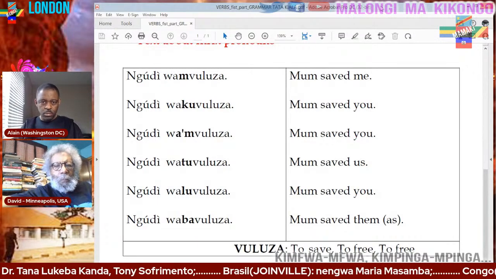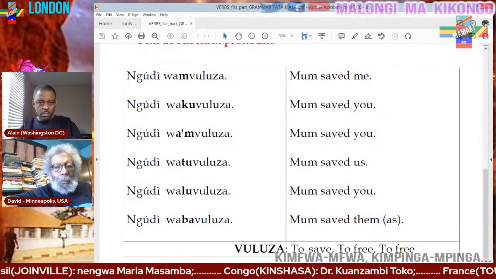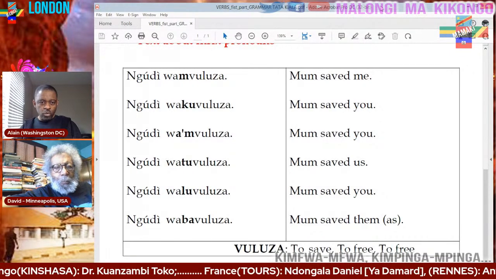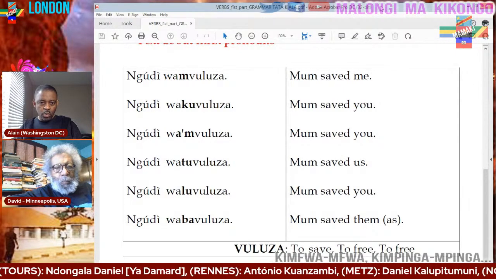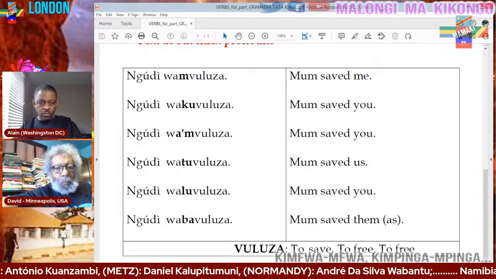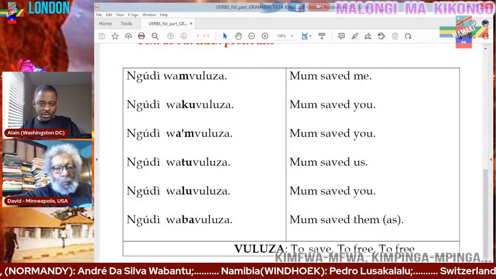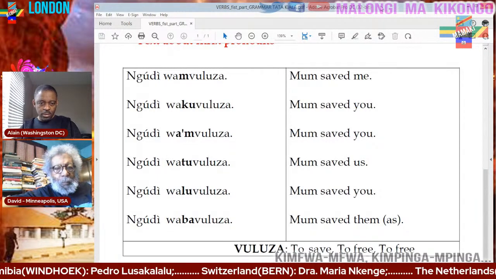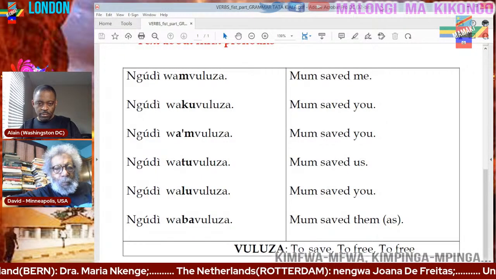Let me just test that, Allen. Don't worry about the English, just read the Kikongo bit, please. Ngudi wamvuluza. Well done. Ngudi wakuvuluza. Ngudi wamvuluza. Ngudi watuvuluza. Ngudi waluvuluza. Ngudi wabavuluza. It depends on the area.